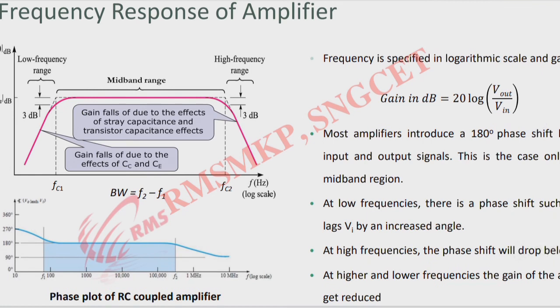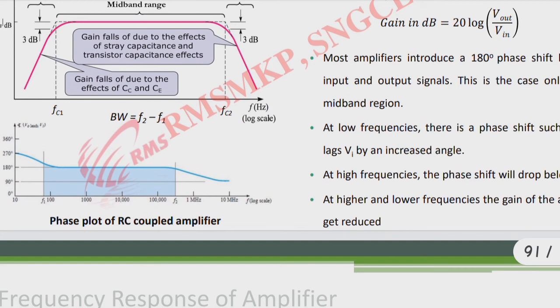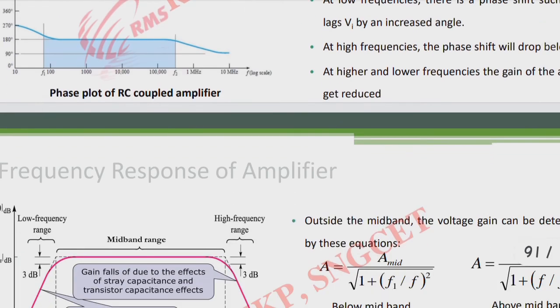The gain falls off due to the effect of stray capacitance and transistor capacitance. At low frequency, there is a phase shift such that Vo lags Vi by an increased angle. At high frequency, the phase shift will drop below 180 degrees. At higher and lower frequencies, the gain of the amplifier is reduced. The phase plot of an RC coupled amplifier is this.